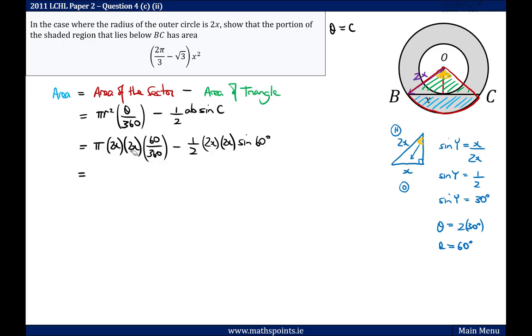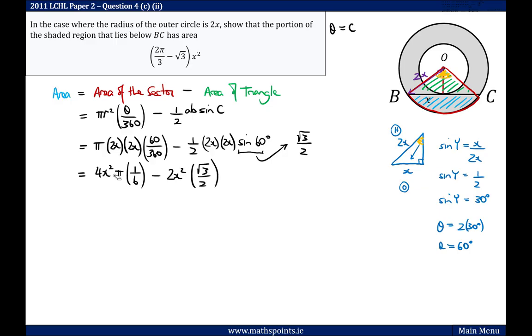Okay, so let's tidy it up. So we have 2x by 2x is 4x squared times the pi, and then 60 over 360 is a sixth. We'll do something else with that in a second. And then minus 2x by 2x is 4x squared, half of 4x squared is 2x squared. And the sine of 60, if we throw that into the calculator, is root 3 over 2. So root 3 over 2.